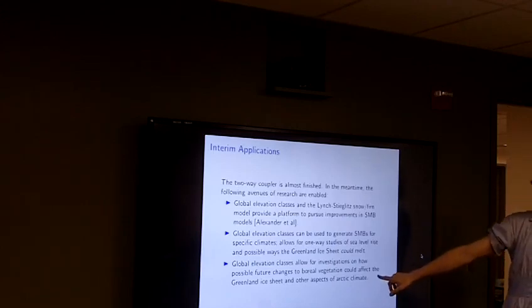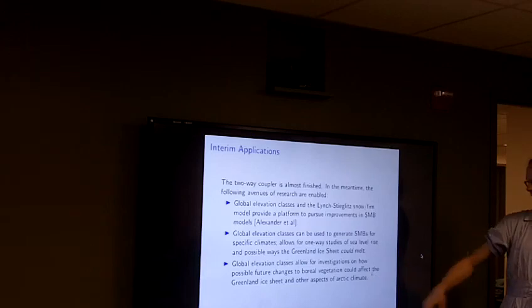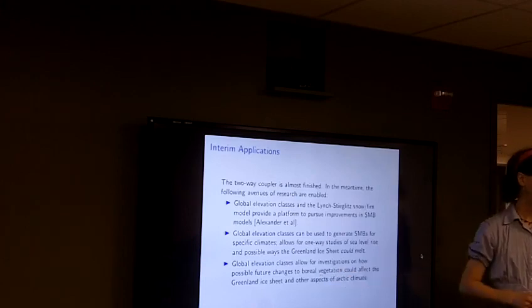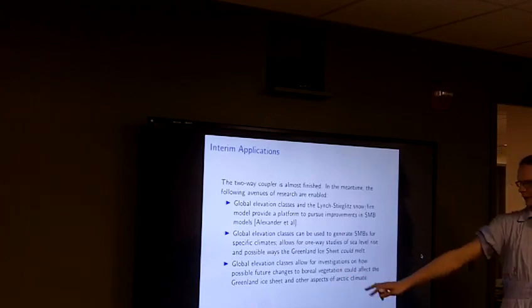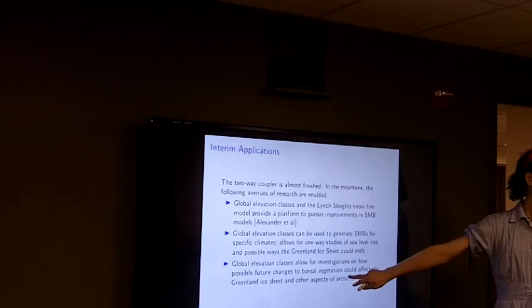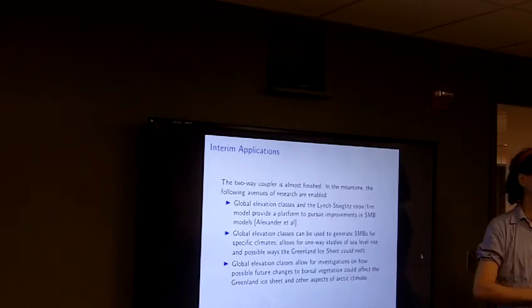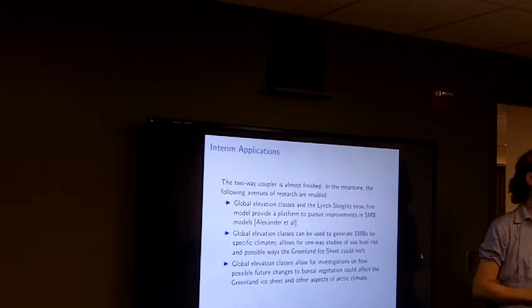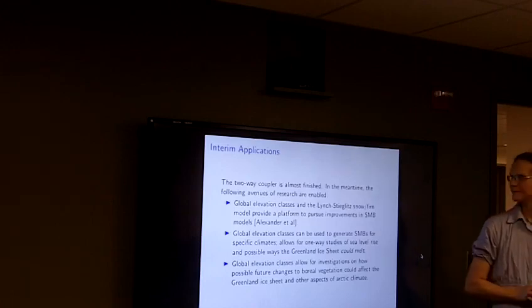And we can also, for example, look at how changes in boreal vegetation can have a big effect on the ice sheets, I think, and we should be able to see it. If we change the vegetation structure in ModelE, we should be able to see changes in the surface mass balance in Greenland, among other things.